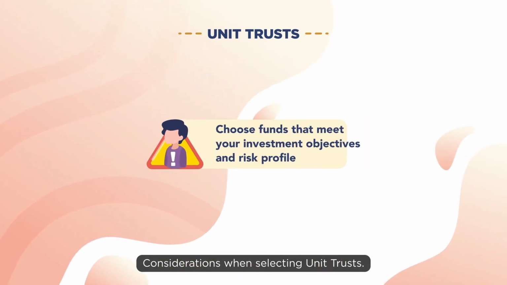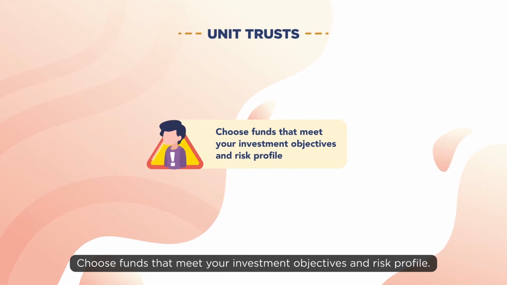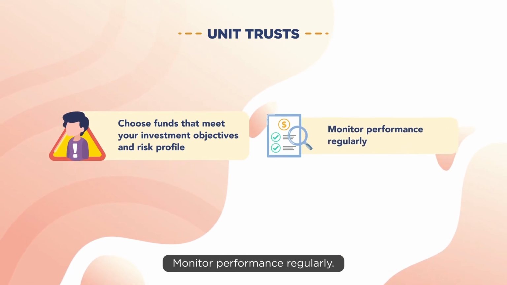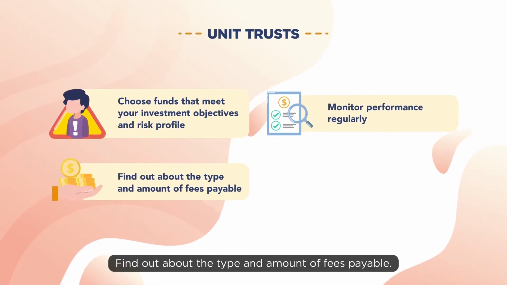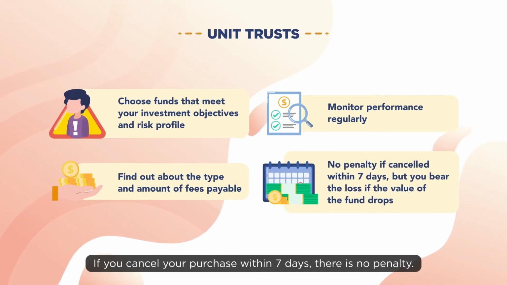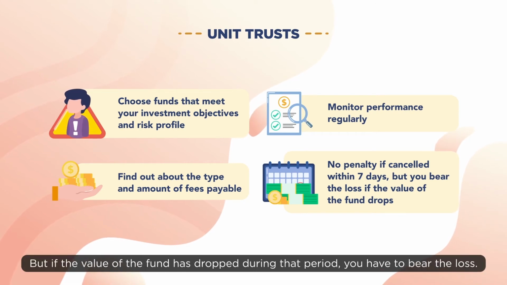Considerations when selecting unit trusts. Choose funds that meet your investment objectives and risk profile. Monitor performance regularly. Find out about the type and amount of fees payable. If you cancel your purchase within 7 days, there is no penalty. But if the value of the fund has dropped during that period, you have to bear the loss.